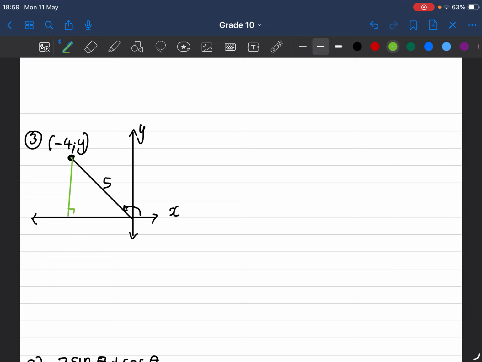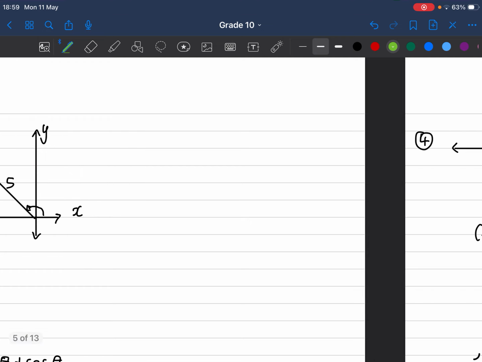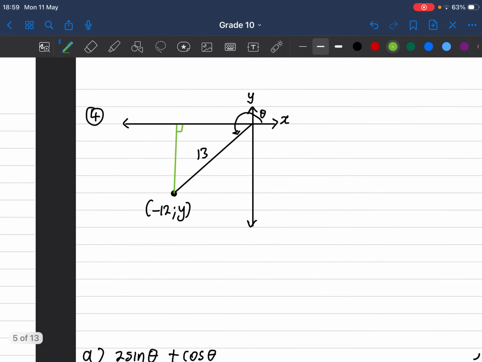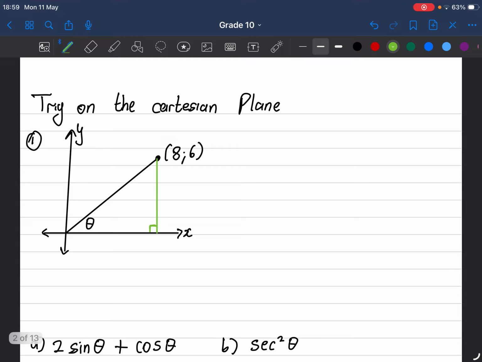What's happening? We're getting right angle triangles. So connect this one as well. And each one of them connects to the x-axis every single time. So you connect it and draw a right angle. That's always going to be the first step.